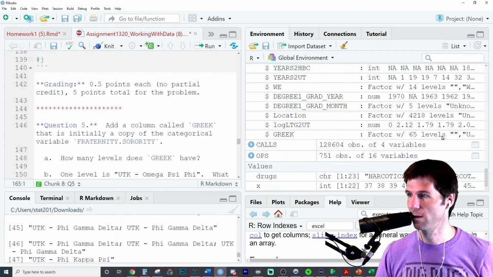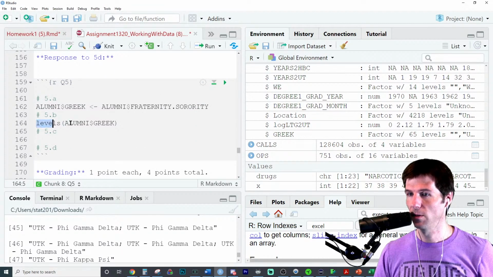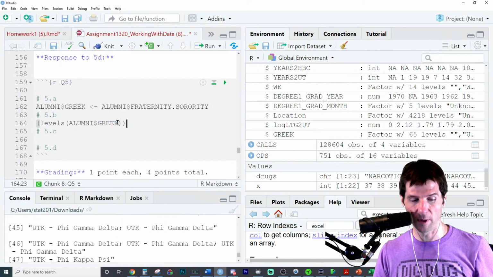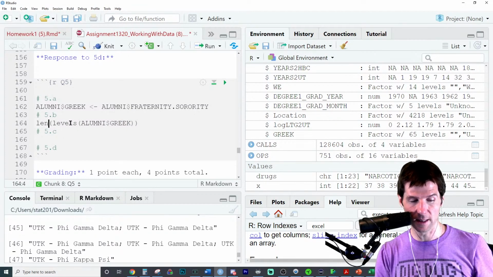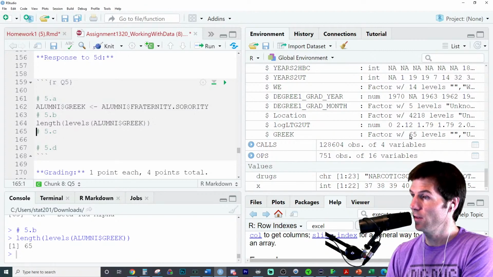You can see it over there. So levels are for what kind of variables? We can see there's 65 levels, but let's make it even better. Let's go here to the length of this. And there are 65 levels. You can see it right there.